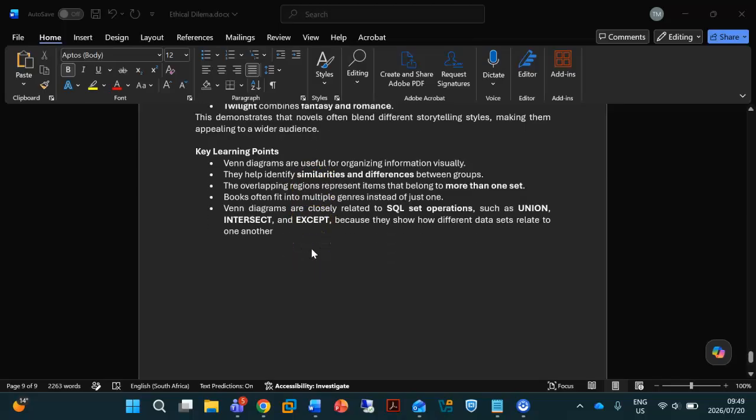And then the key learning point is that Venn diagrams are useful for organizing information visually, and they help identify similarities and differences between groups. And the overlapping regions represent items that belong to more than one set, and books often fit into multiple genres instead of just one. And Venn diagrams are closely related to SQL set operations such as union, intersect, and except, because they show how different data sets relate to one another.